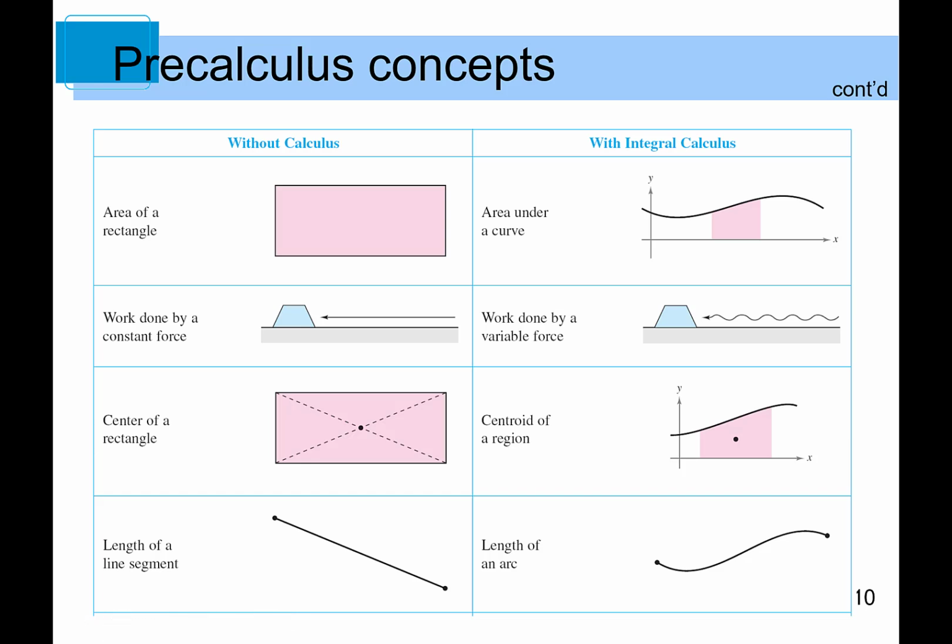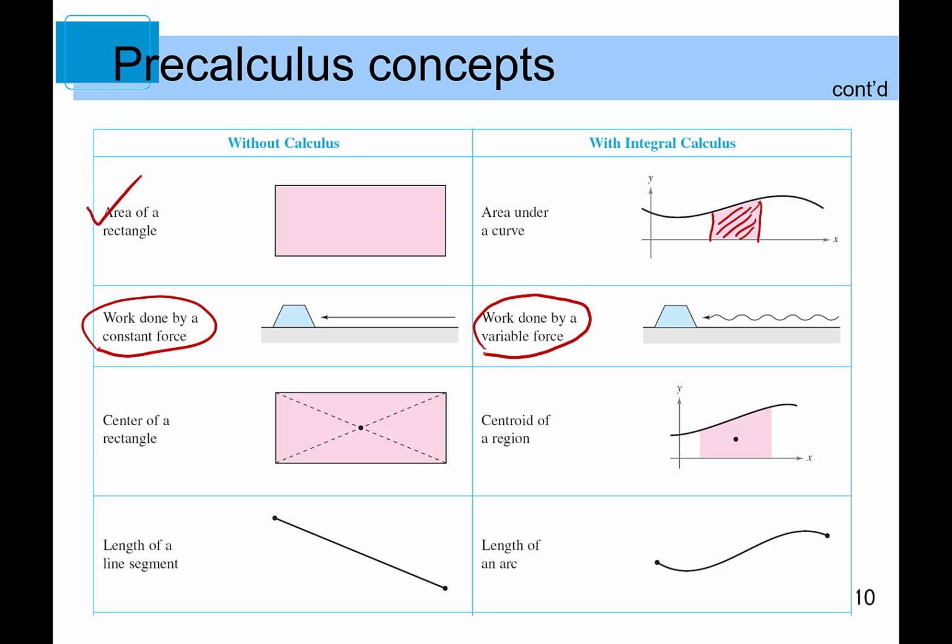Without calculus, you can only calculate the area of a rectangle. With calculus, you will be able to find the area under a curve. This particular area with a curve. Right? Without calculus, you can find the work done by a constant force. However, with the help of calculus, you'll be able to find work done by a variable force, which is a lot more complicated.